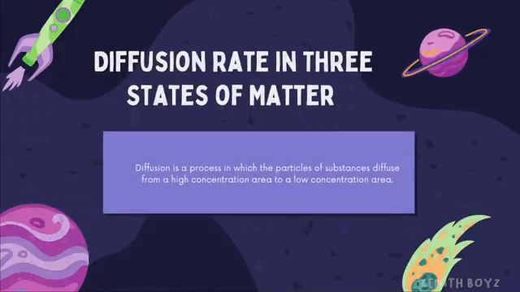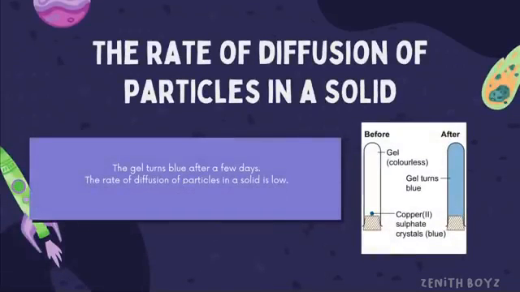Diffusion rate in three states of matter. Diffusion is a process in which the particles of substance diffuse from a high concentration area to a low concentration area. The rate of diffusion of particles in a solid. The gel turns blue after a few days. The rate of diffusion of particles in a solid is slow.